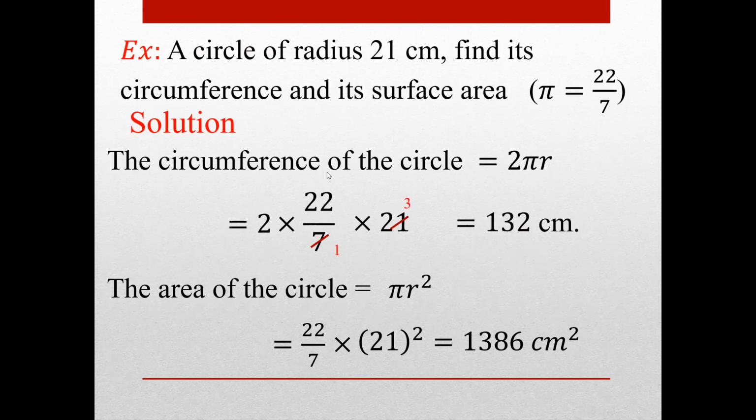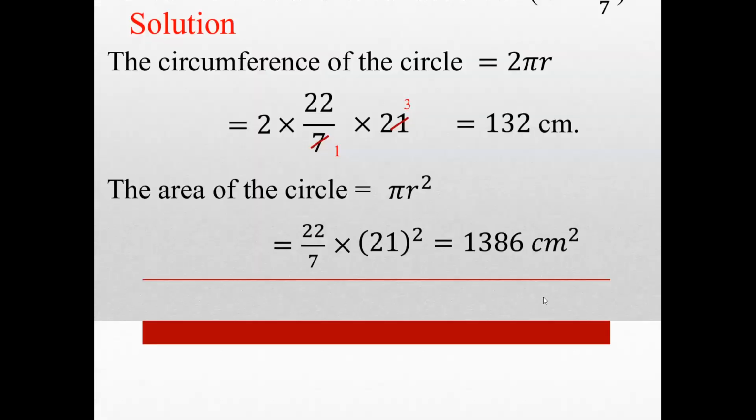So here I have 2 times pi times r, 2 times 22/7 times 21. 21 divided by 7 equals 3, and 7 divided by 7 equals 1. I multiply 3 by 22 by 2, it will be 132 centimeters. The area of the circle equals pi r squared. So it will be 22/7 times 21 all to the power 2, which equals 1,386 centimeters squared.